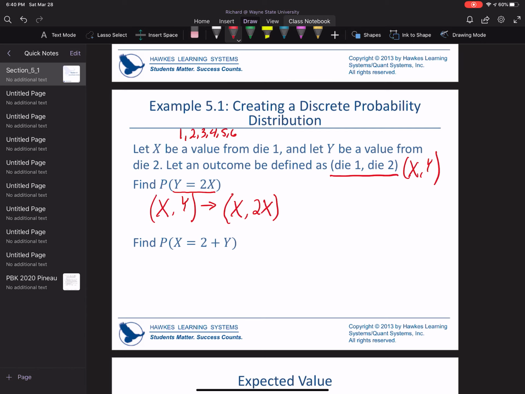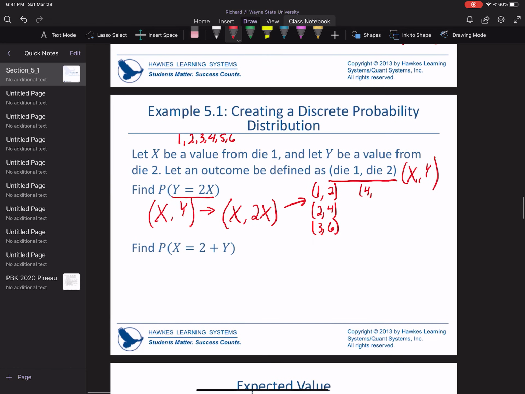So let's see if we can figure out what those ordered pairs would be. So if x was 1, what would die 2 have to be? Well, that's 1 times 2, or 2. Okay? If die 1 was 2, what then would die 2 have to be? Well, that's 2 times 2, which would be 4. How about if die 1 was 3? Okay, 3 times 2 is 6. Okay. How about if die 1 was 4? What would die 2 have to be?